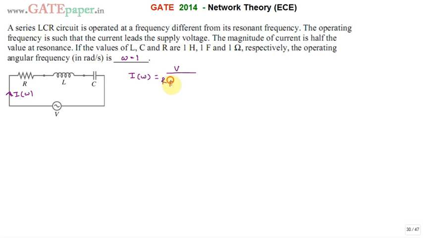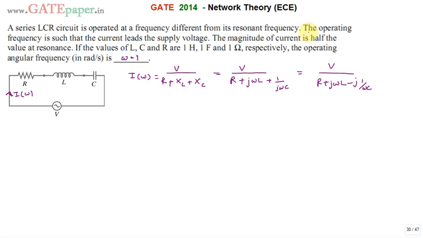V by R plus j times of, or directly, the total impedance: the resistance R, the reactance of L, and the reactance of C. So the reactance of L is XL and the reactance of C is XC, so I of omega is V by R plus j omega L plus 1 by j omega C, which you can write as V by R plus j omega L minus j times 1 by omega C. Since 1 by j is minus j, this is minus j into 1 by omega C. This is the general formula for I of omega.